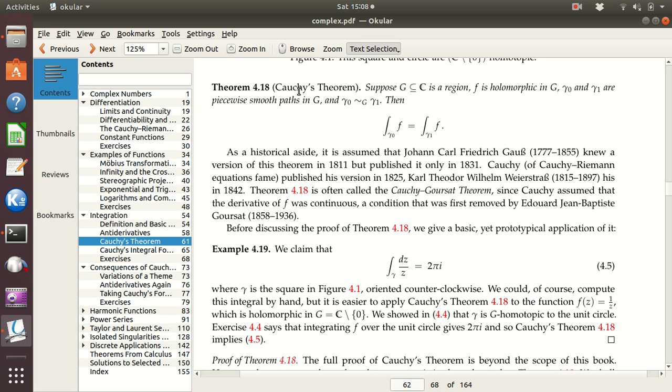Alright, here's the big cheese, theorem 4.18, Cauchy's theorem. We've got a G, a region, f is holomorphic, and we've got these two paths that are homotopic in G. So it says if you've got that, and you want to integrate f over gamma 0, you could instead just integrate over gamma 1, or vice versa.